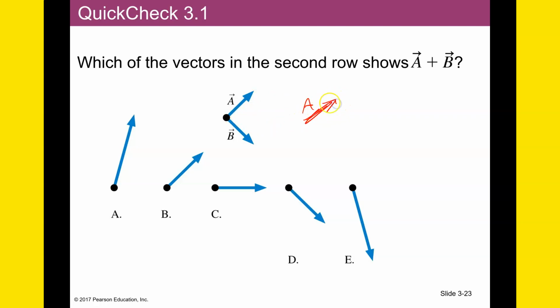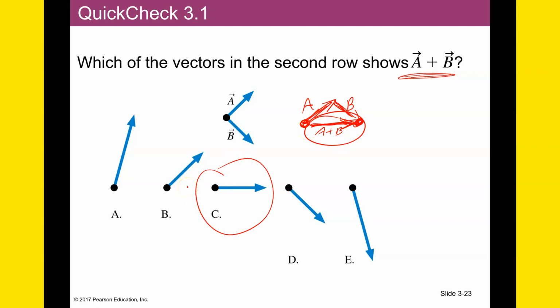I'm shifting B, and I'm putting its tail starting where the head of A stopped, and there's vector B. And then the overall result of adding A and B is to start where A started and end where B ended. So it starts where the first vector started, and it ends where the last vector ends. And so this would be the overall result of A plus B, and so that is choice C.